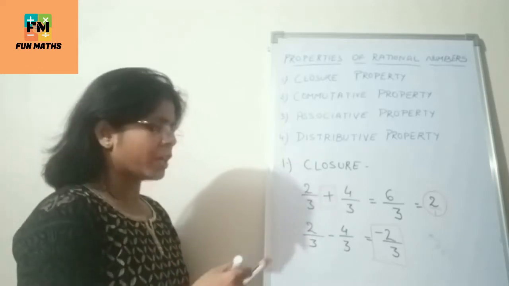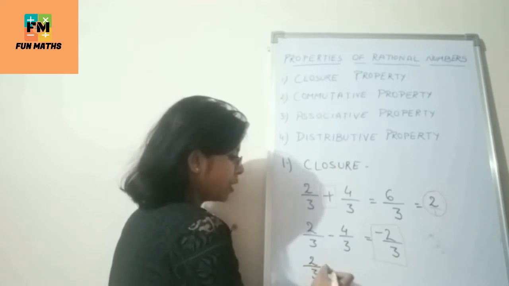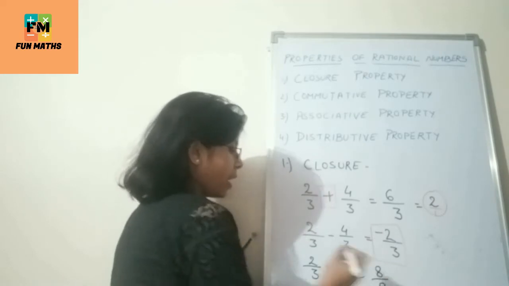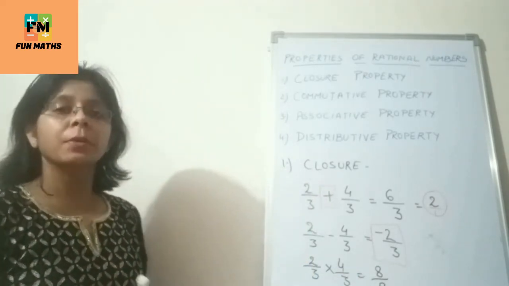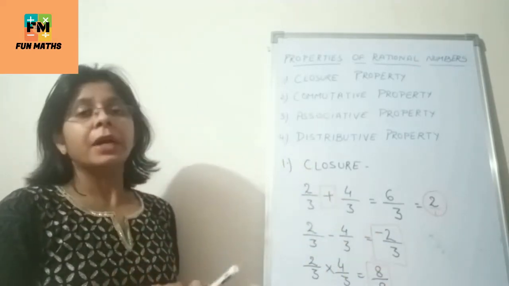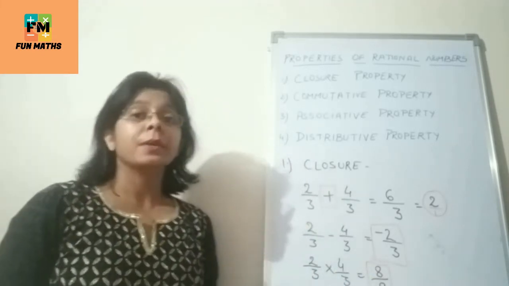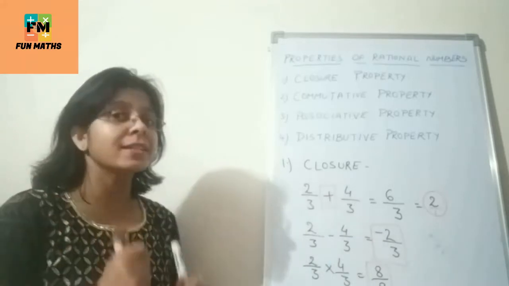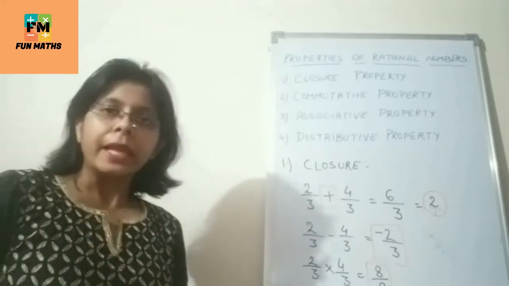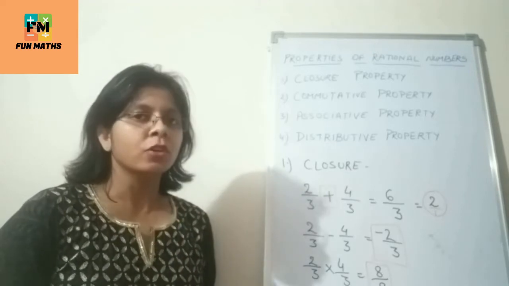Now, quickly let's check with the multiplication and division operations also. So 2 by 3 into 4 by 3, what will we get? 8 by 9. Again, when we perform the multiplication operation, we get a rational number as a result. So we conclude that rational numbers are closed under multiplication. Now only one operation is left, that is division. See, for division, we may or may not get a rational number as a result. So we will say that rational numbers are not closed under division.